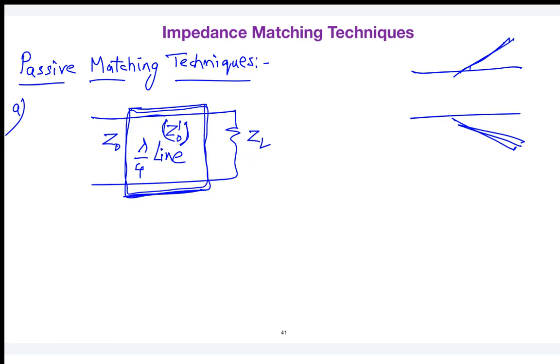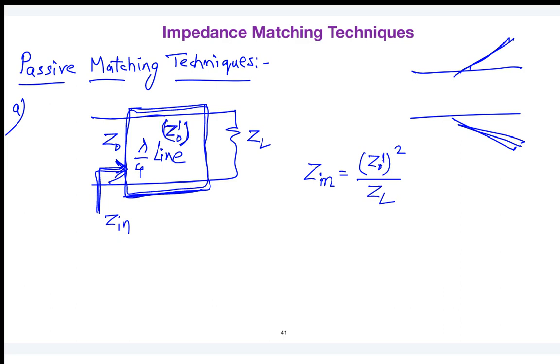In that case, can you tell me what is the input impedance looking from this side? Anybody, you can turn on the microphone and tell me. What will be the effective input impedance when you look from this particular side? Z naught dash square divided by ZL. Correct, right? This is a simple thing we have discussed: Z0 prime square by ZL. Of course, in this case the lambda by 4 line has characteristic impedance Z0 prime.